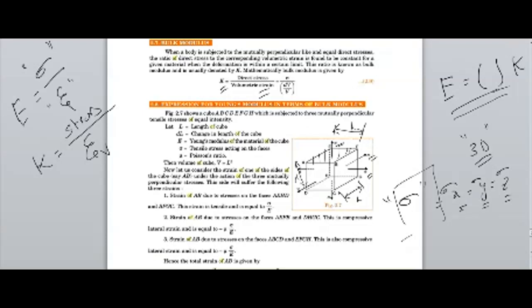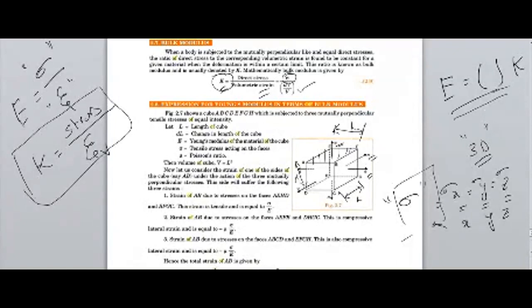Therefore, very, very important here is the common stress. The common stress is applied along the x-axis, along the y-axis, and along the z-axis. That common stress, divided by volumetric strain, gives the bulk modulus equation. It is the ratio of direct stress by volumetric strain.